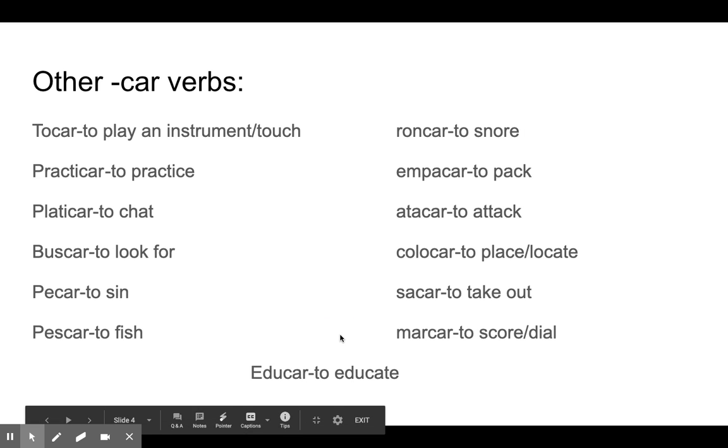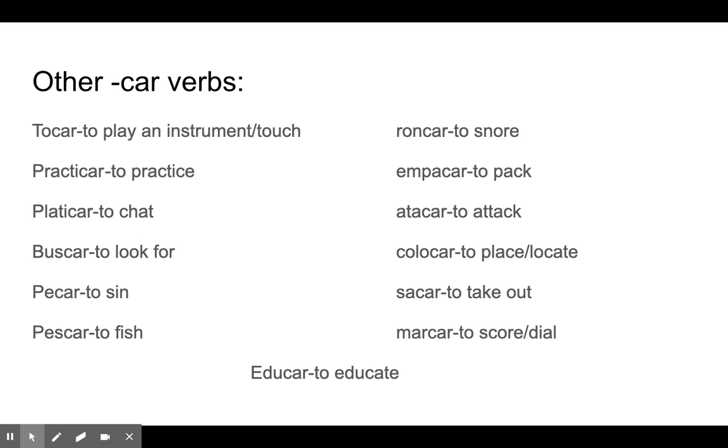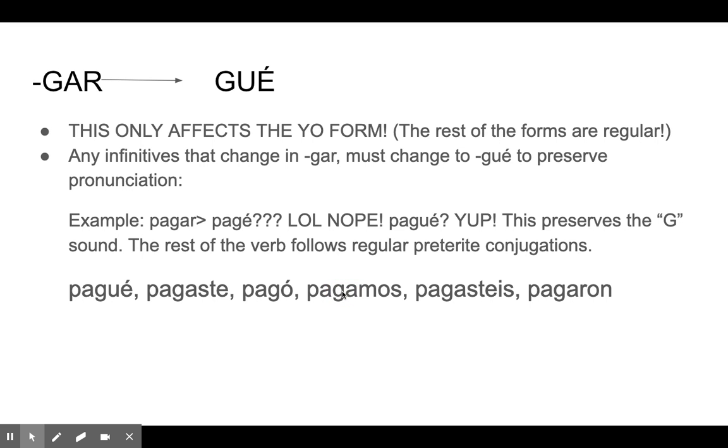These are a list of other CAR verbs. You can pause this video, and this follows the same pattern for all of those verbs. It only affects the yo form. GAR changes to GUE, gue. Again, it only affects the yo form. So again, you're not going to be left with pajé. You have to change it to pagué. That preserves the g sound because it's followed by a strong vowel.